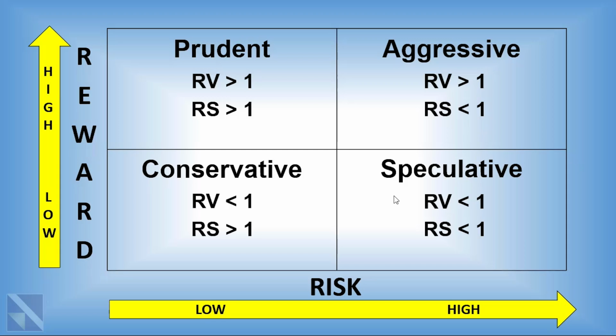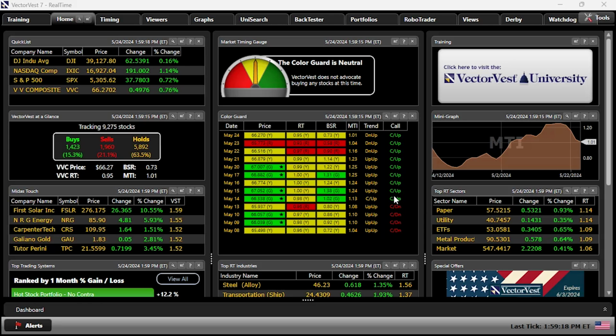Let's get into the software. Now that we've set the groundwork, let's go into the software. Again, I'm concentrating on the aggressive side. I'm looking for stocks with a relative value above 1, but with a relative safety below 1, because I'm willing to take on the risk.